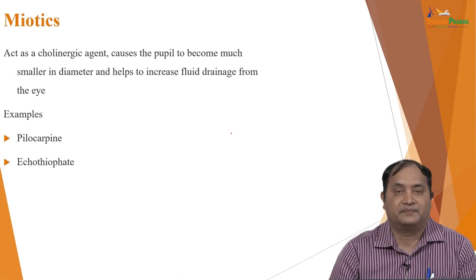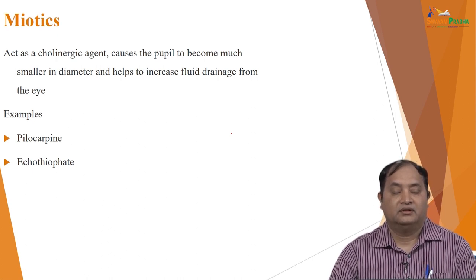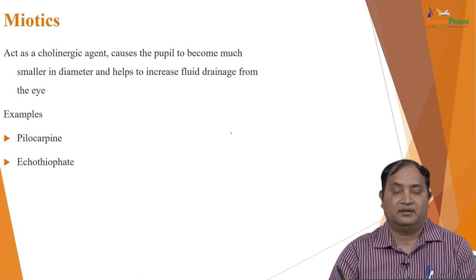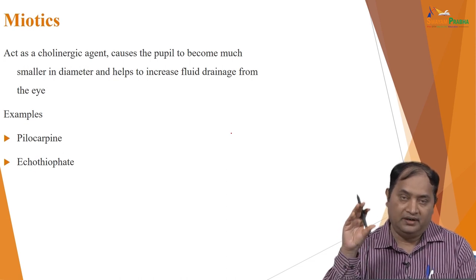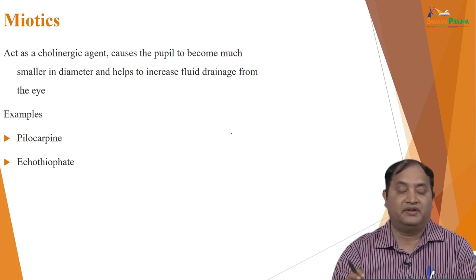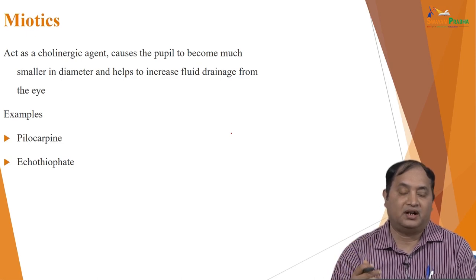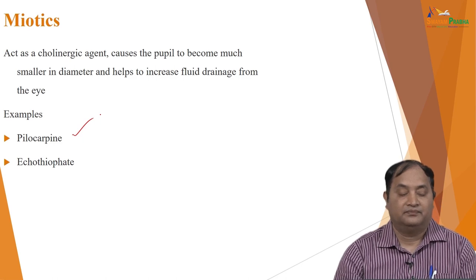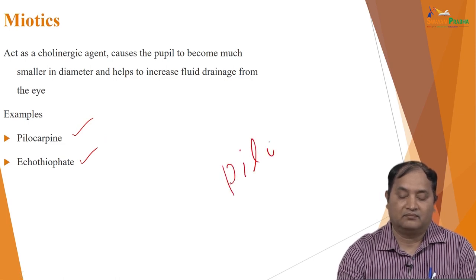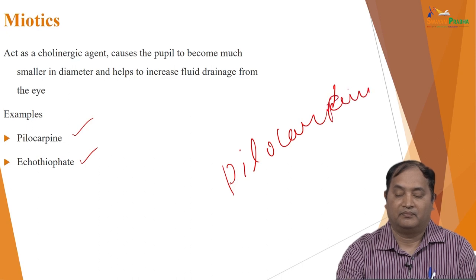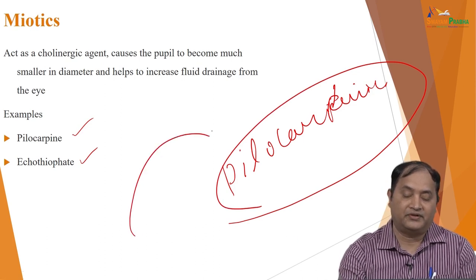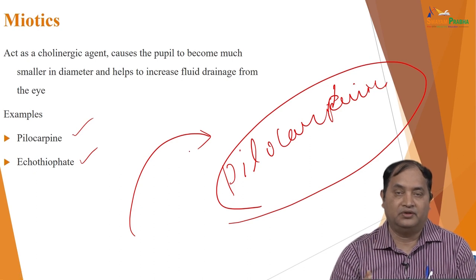Now, what is the role of miotics? Miotics are basically cholinergic agents that cause the pupils to become much smaller in diameter. So, when the pupils constrict, it helps to increase the fluid drainage from the eye. Typically, we use drugs like pilocarpine or echothiophate. Commonly used is pilocarpine. So, this is the role of miotics, because they help in drainage of aqueous humor, so you can reduce the ocular pressure.